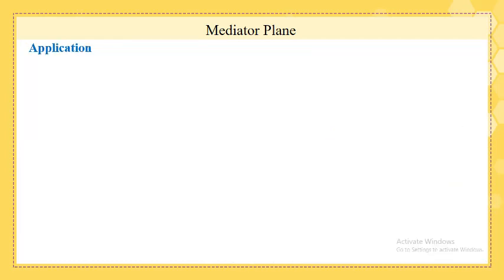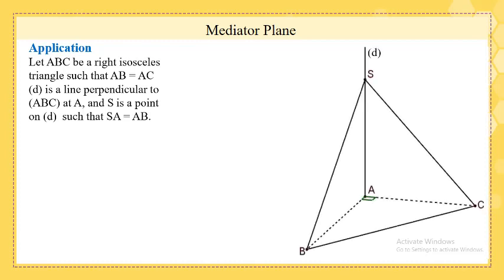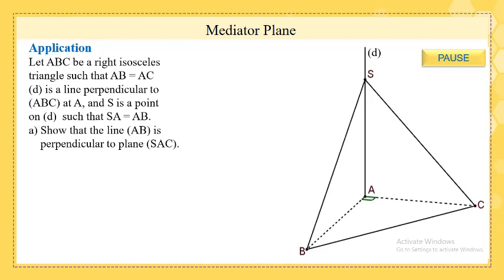As an application, let ABC be a right isosceles triangle such that AB equals AC. D is a line perpendicular to plane ABC at A, and S is a point on D such that SA equals AB, as you can see in the following figure. Part A. Show that the line AB is perpendicular to plane SAC. Please pause the video and give yourself some time to think.